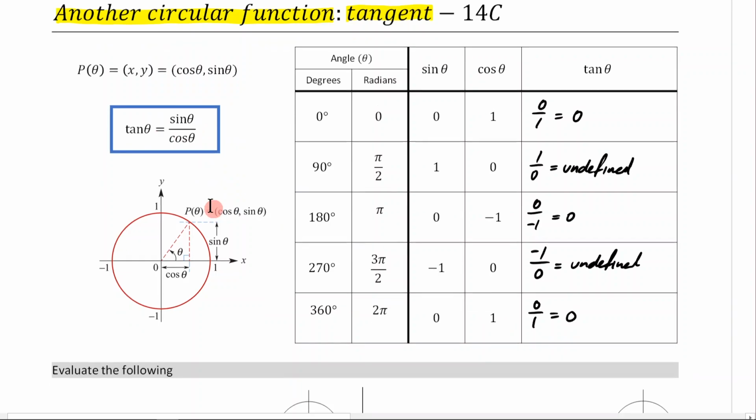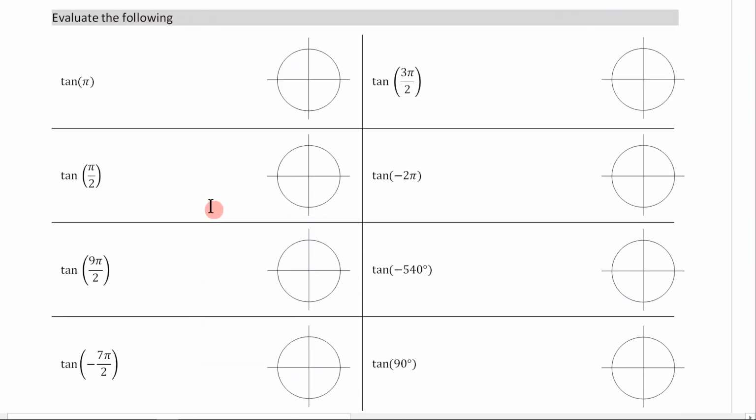So hopefully that's helpful. All right, let's now just see if we can answer a few of these. And in your textbook for exercise 14C, you're only given questions like this. So nothing too tricky. Okay, so tan of pi. Well, if we think about that for a moment, that's 180 degrees. It's going to take me over here.